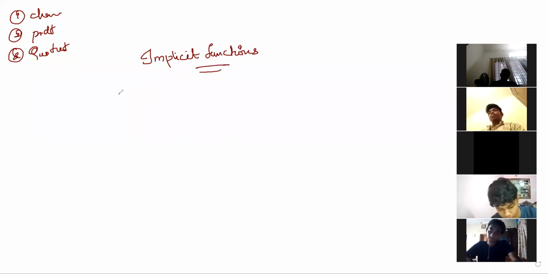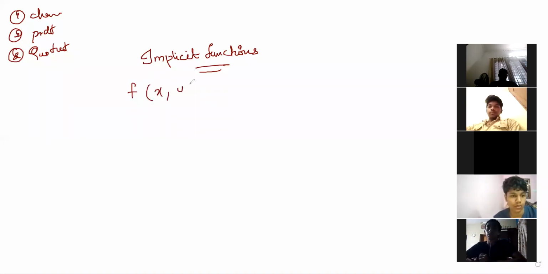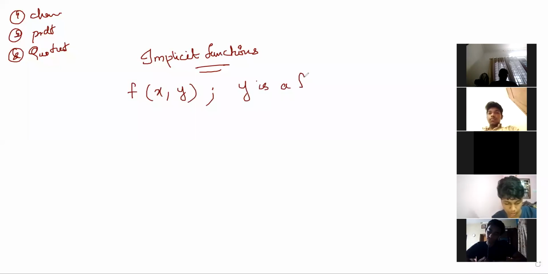Implicit function. So what do you mean by implicit function? It is a function that will have both x and y, where y is a function of x. So implicit function means the question will be a function of x and y, and y is a function of x. Understood the meaning? I'll say it in Malayalam for this.